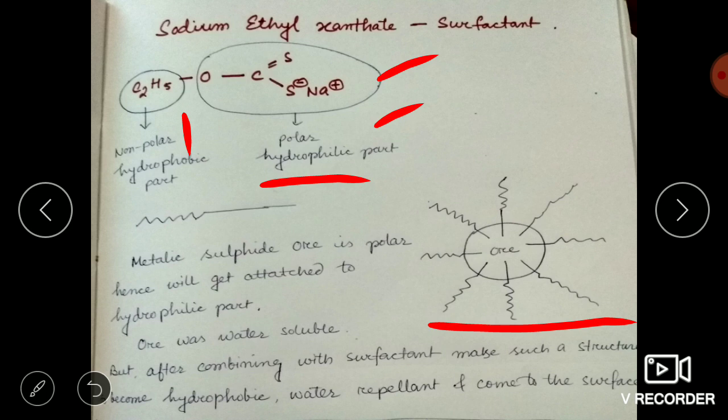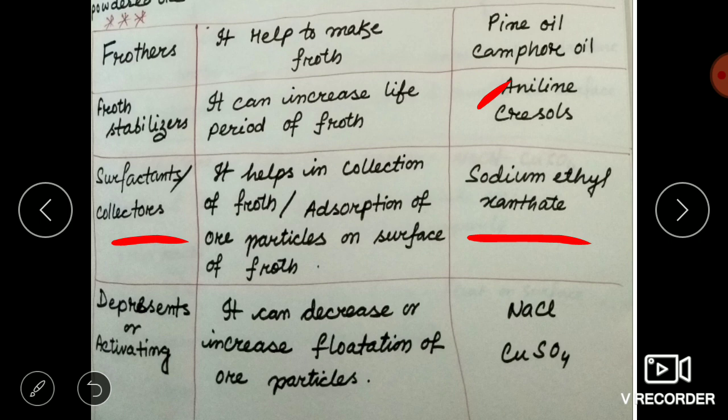So the ore was earlier water soluble, but after combining with the surfactant, it makes such a structure that it becomes hydrophobic. Hydrophobic means water repellent, and since it is water repellent, it will come to the surface. So the sodium ethyl xanthate creates such a mechanism that it turned the ore hydrophobic and it will be collected on the surface. Thus it acts like a collector or surfactant, that means it brings the ore to the surface.